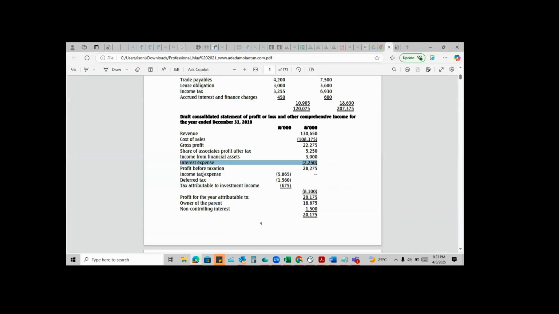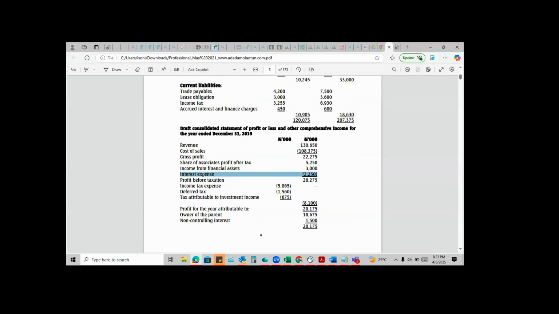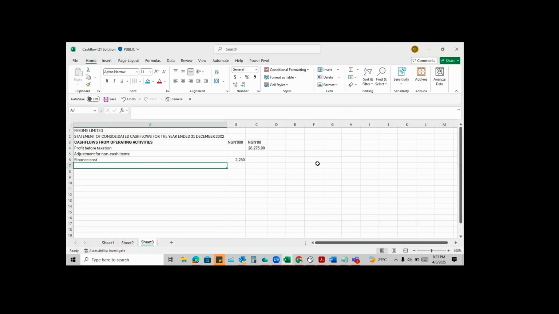Right there, I can also see that there is a share of profit from associate, share of associate profit. I can see it here. Now, it is not the share of profit that counts as much as the dividend we must have received there. So I'll say share of associate profit after tax. And how much was that?